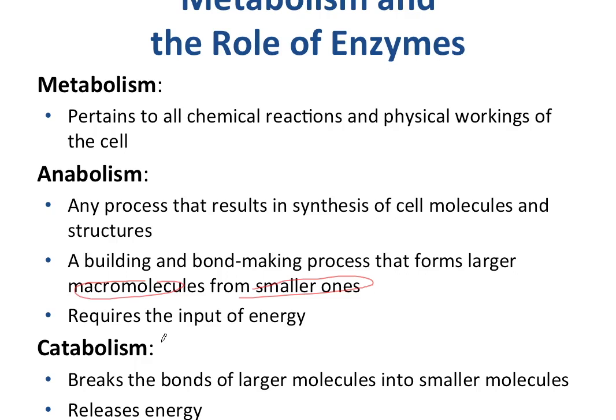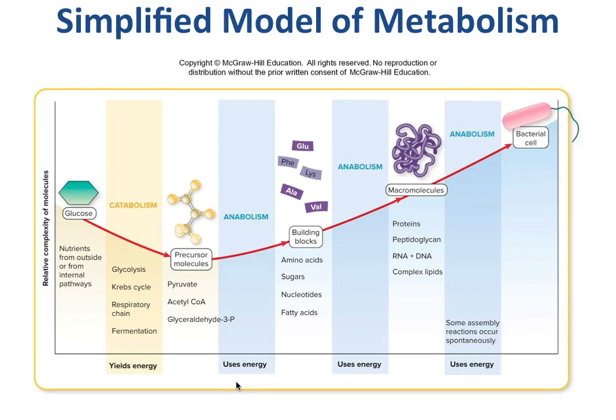Catabolism is the inverse. The cell will break the bonds of the macromolecules into small molecules and release energy, so the cell can use the energy for its life. As we can see in this diagram, glucose can be catabolized through glycolysis, Krebs cycle, and fermentation to small molecules and release energy.